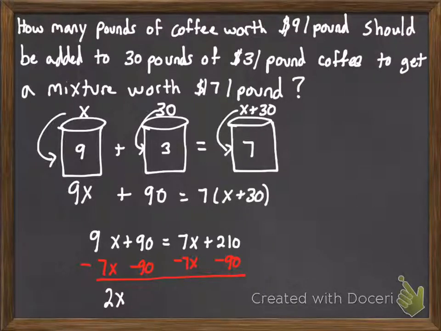So subtract off the 90, and I get 2x equals 120, at which point now I can solve for x by dividing both sides by 2, and find out that I'm going to need 60 pounds of this $9 coffee to bring that cost up to $7 per pound.